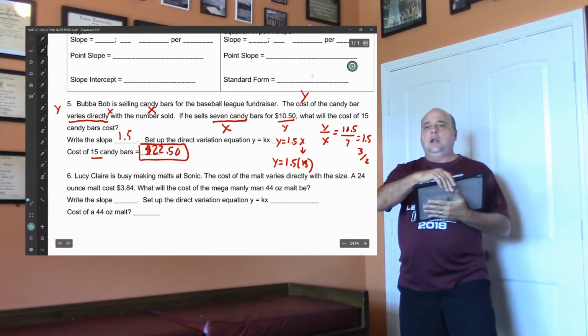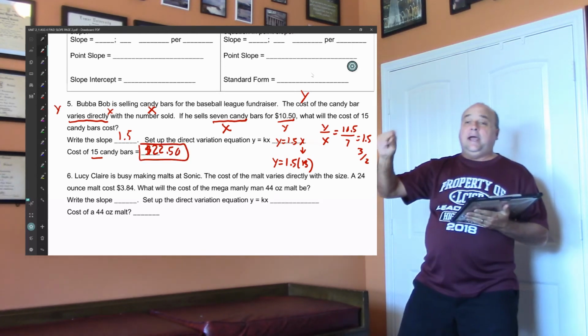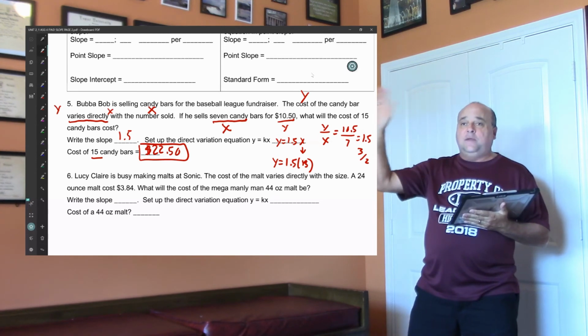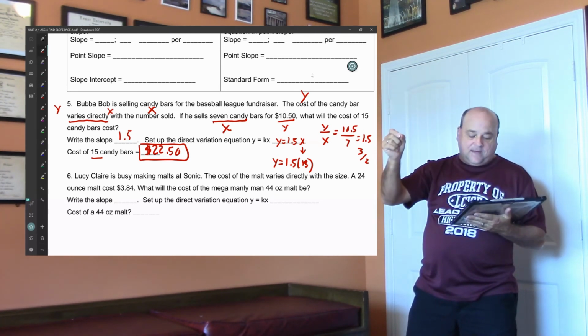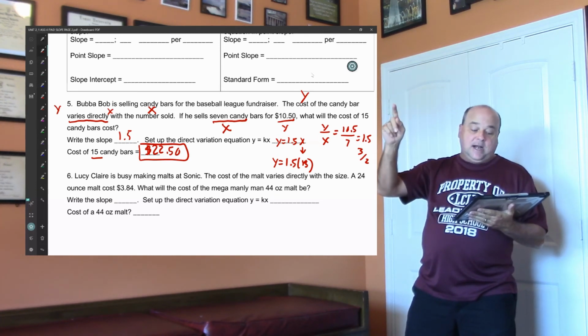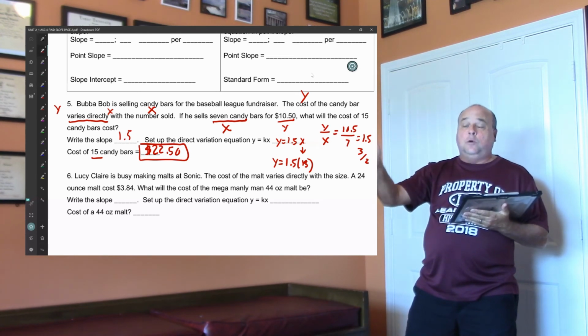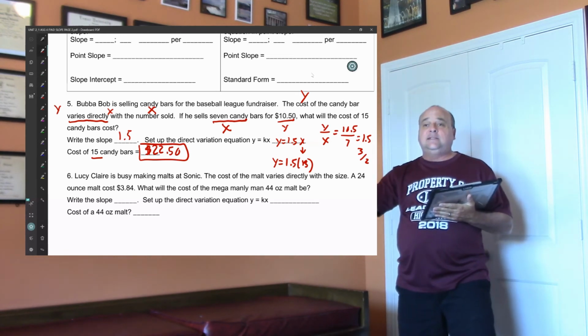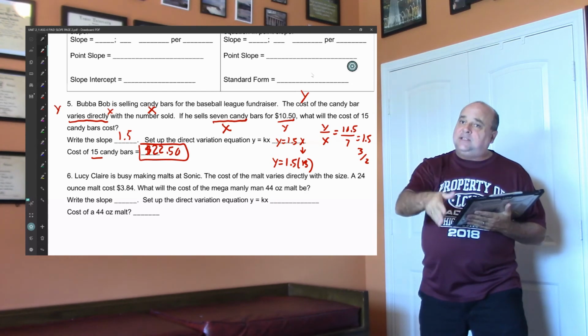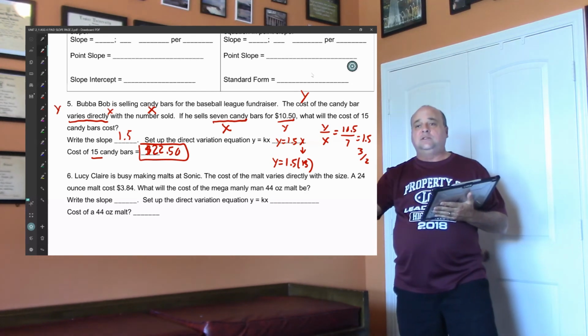Okay, so on this problem here, you're putting y over x. Remember, y varies directly with x. You make a fraction, you simplify it. On number 6, you're going to have money again. So leave it as a decimal, make your y equal kx, and then you're either going to replace the y or the x with a number and solve for the other letter.